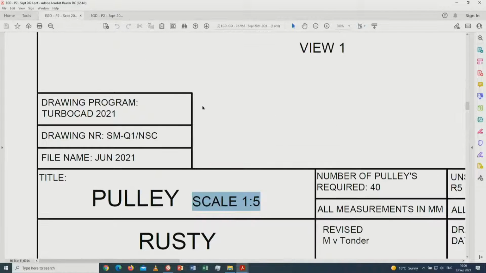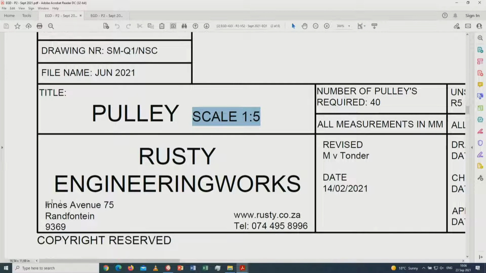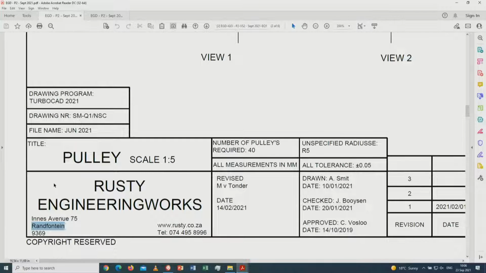Next question is: in what town is the engineering company? This is Randfontein, in other words. It points out to you Randfontein. All right, so although the owner stays somewhere else, although the engineer can be from another town, the engineering works comes from Randfontein in the process.